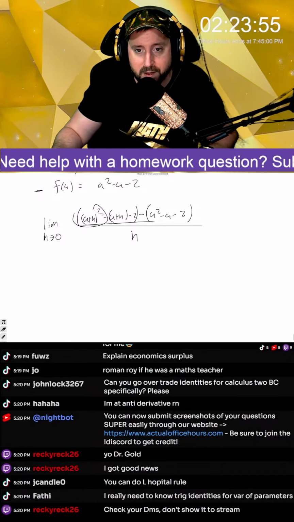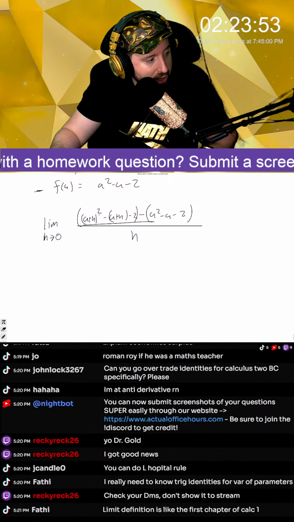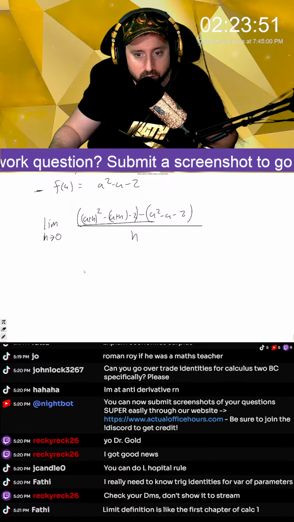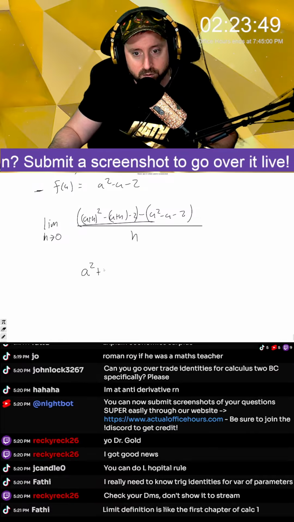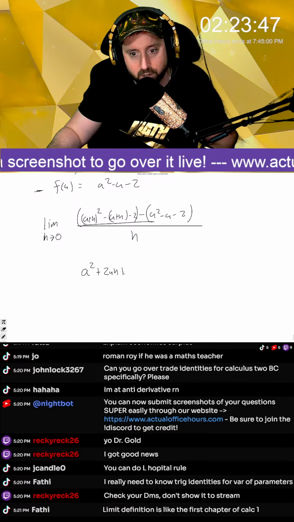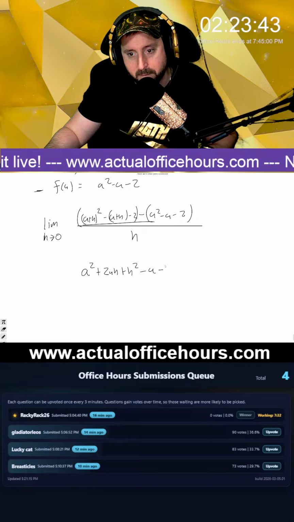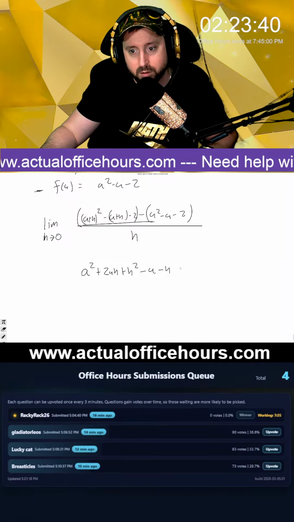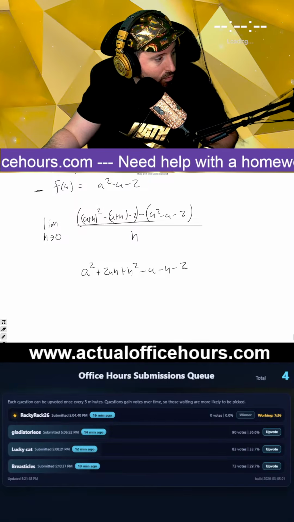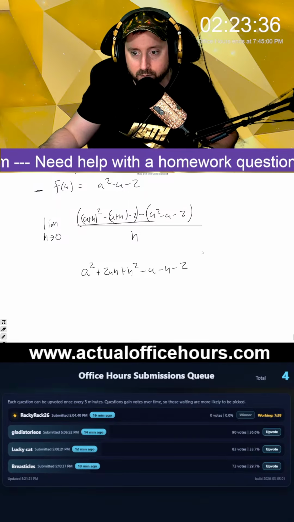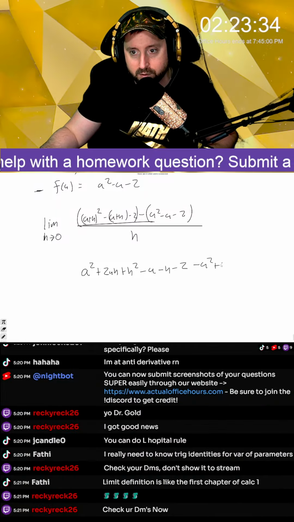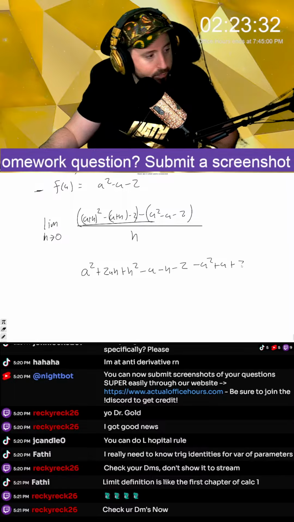Okay. So let's expand this. So a plus h squared is going to be a squared plus 2ah plus h squared. And then this is going to be minus a minus h. Got to distribute to both. And then minus 2. And then this is going to be minus a squared plus a plus 2.